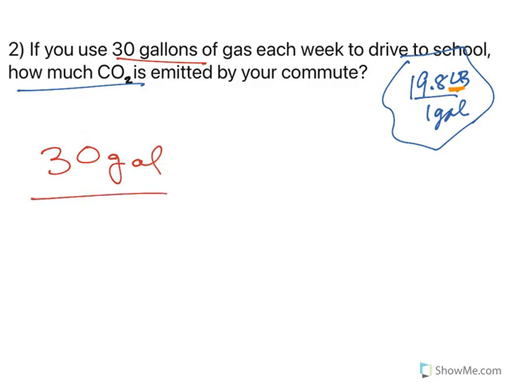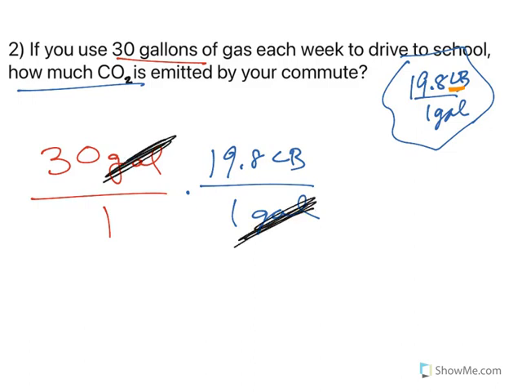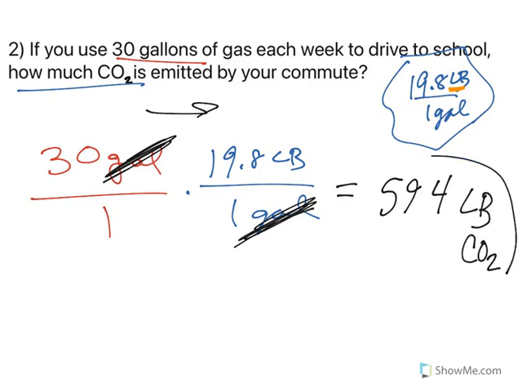So if I use 30 gallons of gas, just over 1, and I multiply that by 19.8 pounds per 1 gallon, when you're dealing with dimensional analysis, you have to make sure that your units line up appropriately. So which way are these working? Well, if you look at this, we know that the gallons are going to cancel out numerator to denominator, and I multiply straight across. So you would be emitting 594 pounds of CO2 each week on your commute.